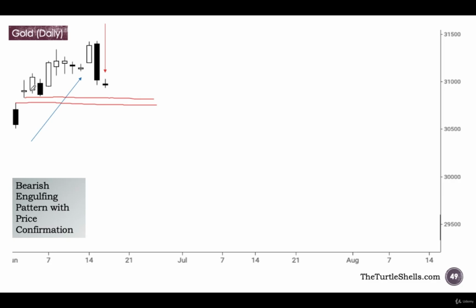Rising window is that price gap between the high of the first candle and the low of the second candle. So that entire window becomes a support zone. So if I wanted to take this trade, I would probably wait till this support is broken. Then I would be comfortable taking the short position.